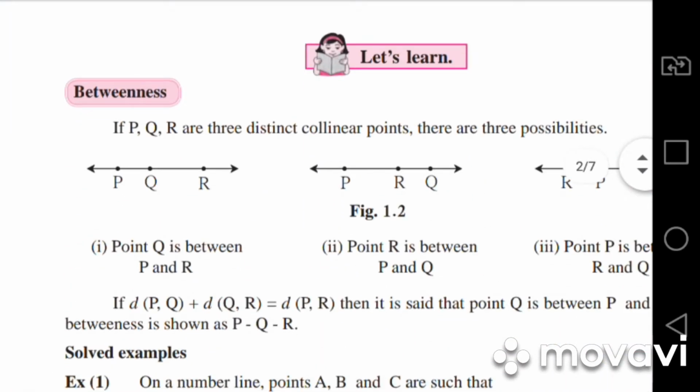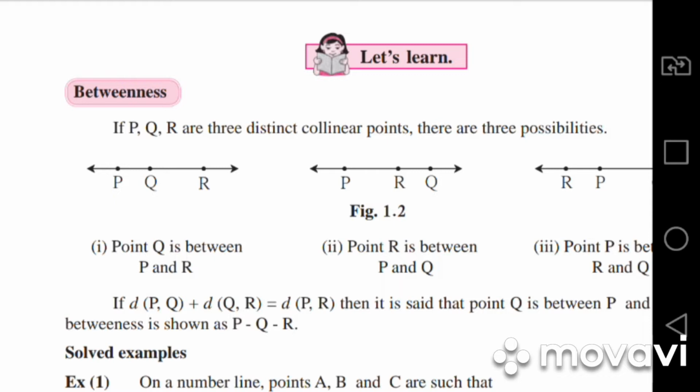Now let us learn the next part of this chapter, that is betweenness. Now let us consider three points P, Q and R. They are three distinct collinear points and we can get three possibilities. As shown in the diagrams, point Q lies between P and R. It will be the first possibility. The second possibility is point R lies between P and Q. And the third possibility is point P lies between points R and Q.